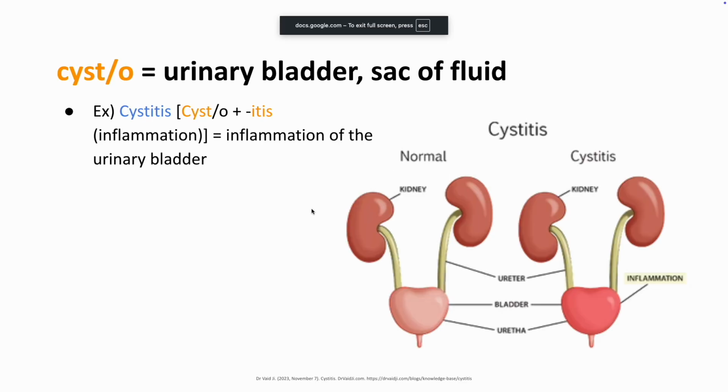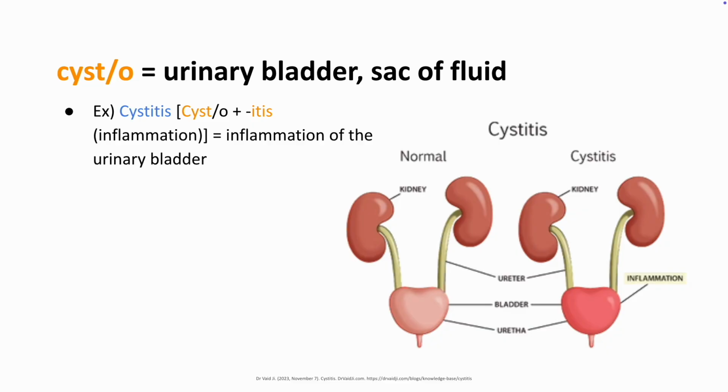Okay, so starting on with the urinary system, cysto is a combining form that means urinary bladder mostly. It can also mean sac of fluid, but I think it's usually more used as urinary bladder. Or if it's just used as a single term, cyst, that usually means a sac of fluid or some pus or something. But cysto, one example is cystitis, cysto plus suffix itis, cystitis, which is the inflammation of the urinary bladder.